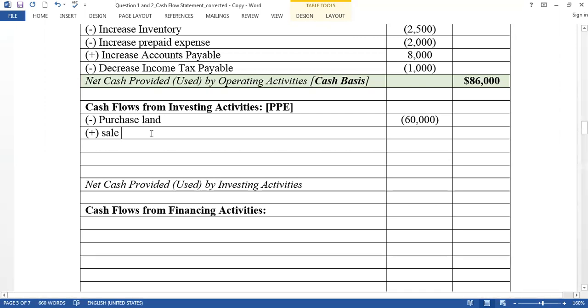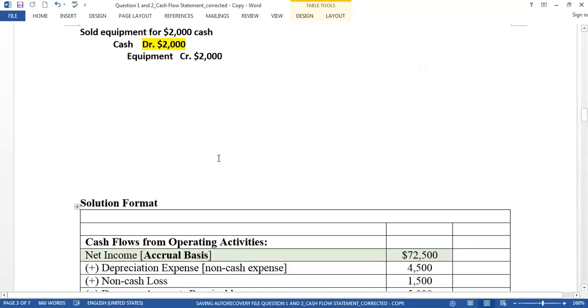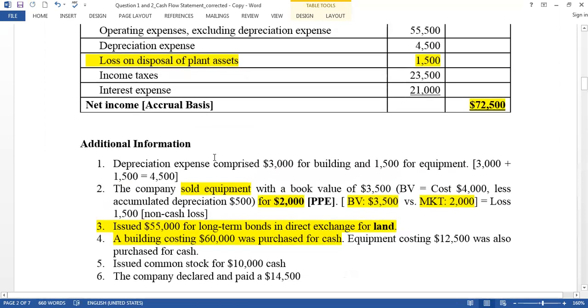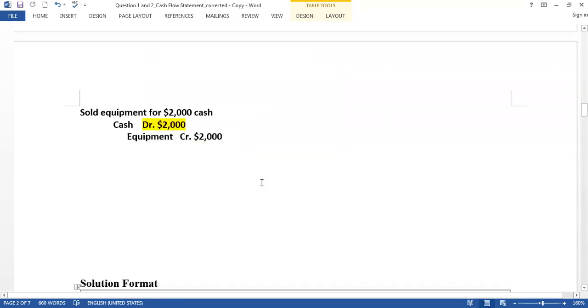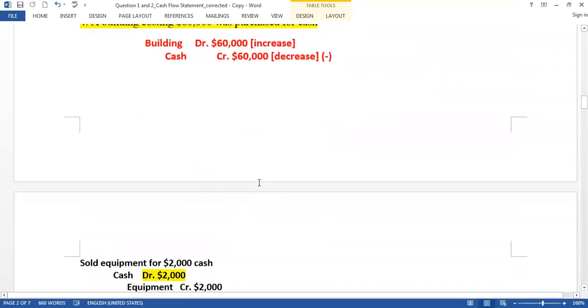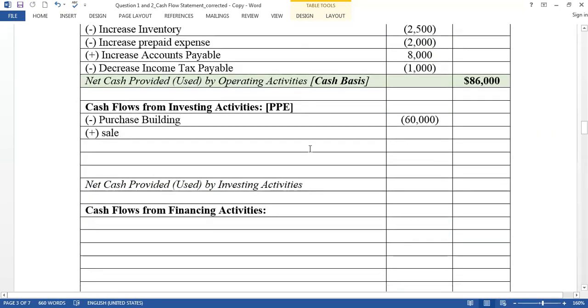Sell. So previous it was not land, previous it was building, and we find that we sell equipment. Okay, we sell equipment $2,000 cash. So we record sell equipment $1,000.